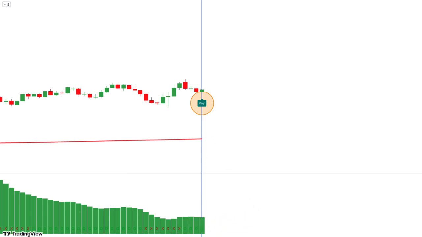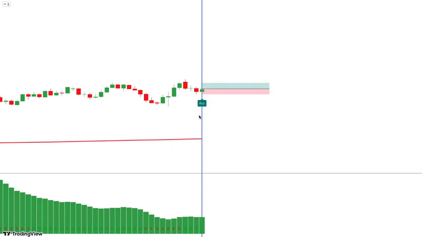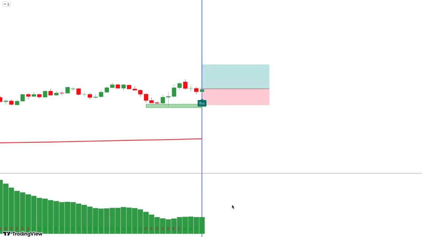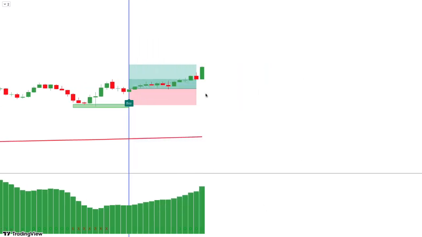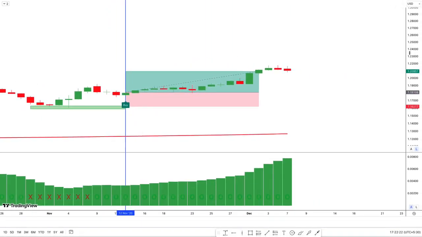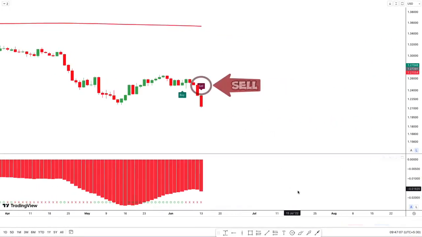So now with all these conditions met, you've got yourself a valid signal. Now you're ready to open a buy position. Then consider using the recent swing low as your stop-loss level. Ultimately, the target is a 1:1.5 risk to reward ratio. Now we can see how this trade plays out. We won this trade.